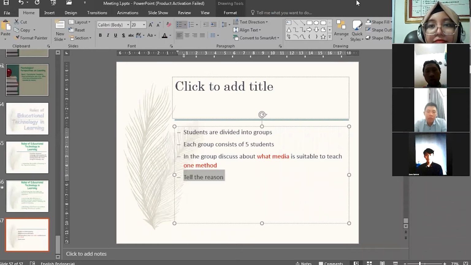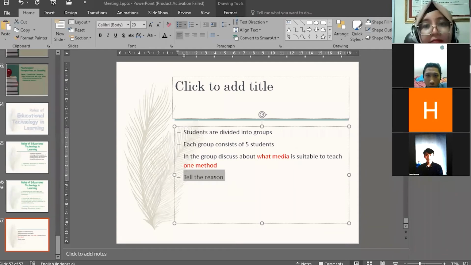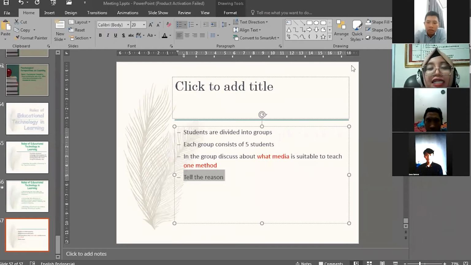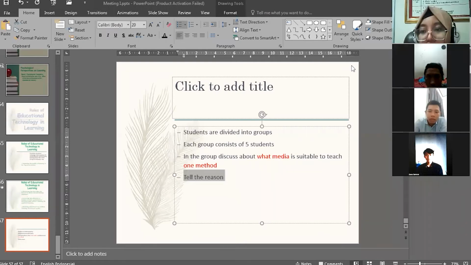Here, I will make 7, because there are 36 students. So I will make 7 breakout rooms. Okay, as you can see, in your Zoom, there are 7 breakout rooms. So you are free to choose which room you are going to join, but as long as it is already 7 students, you cannot choose that room anymore.